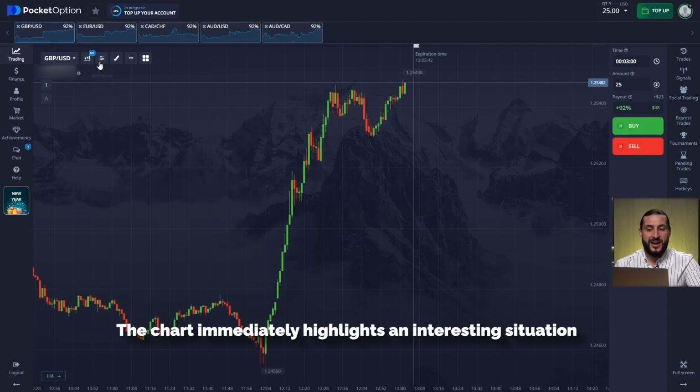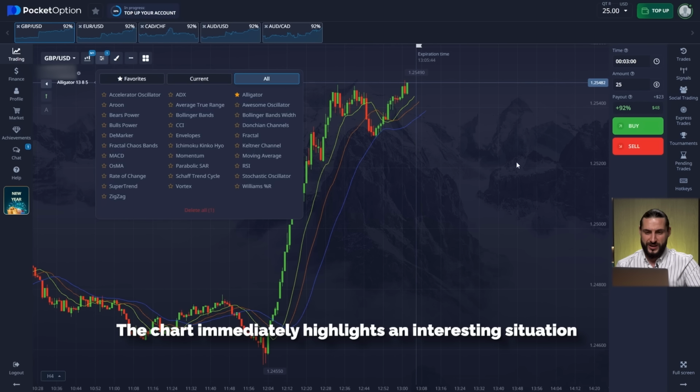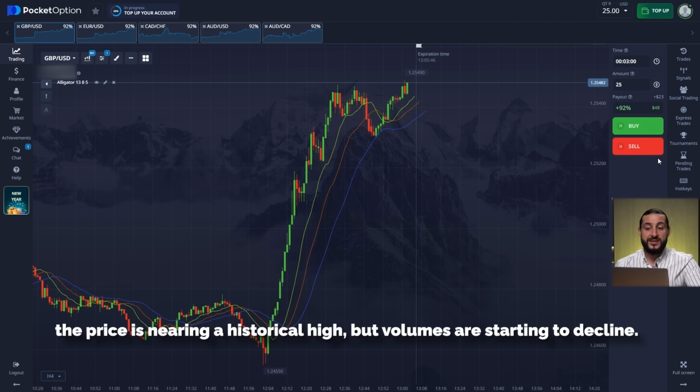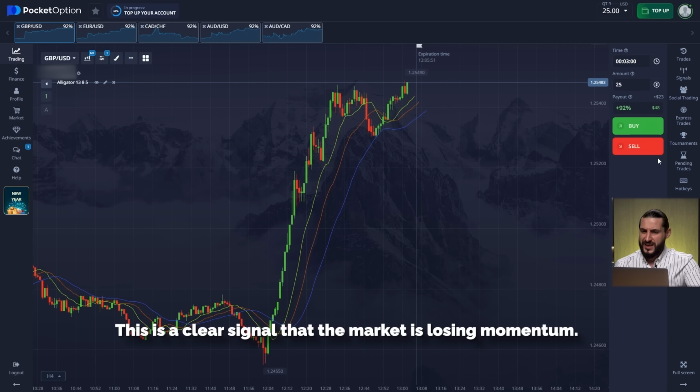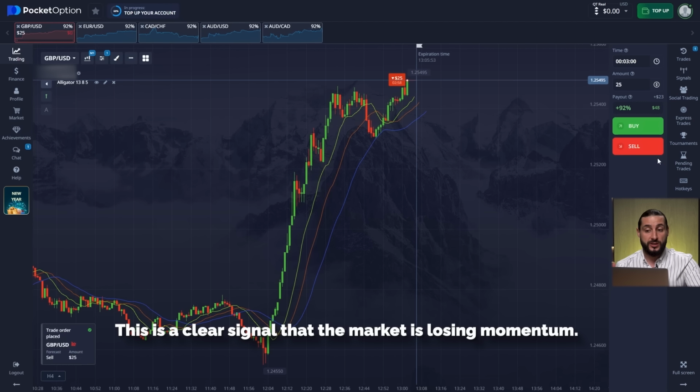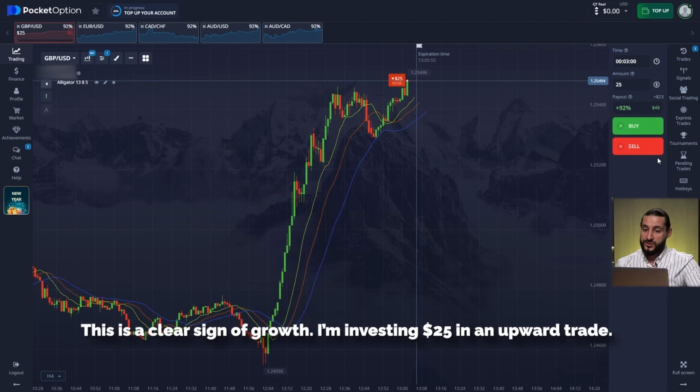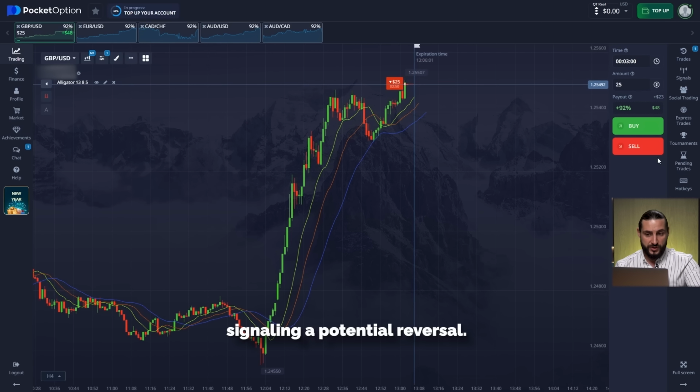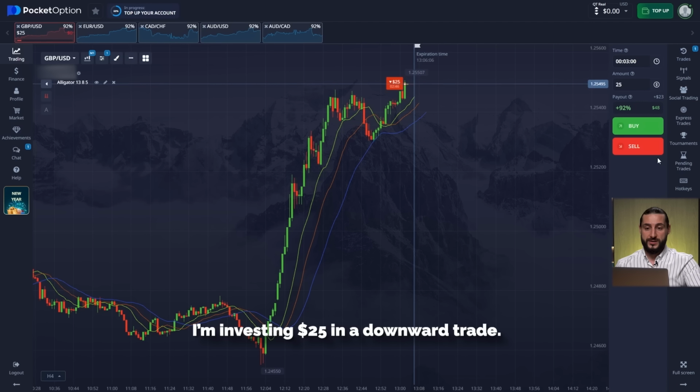The chart immediately highlights an interesting situation. The price is nearing a historical high, but volumes are starting to decline. This is a clear signal that the market is losing momentum. The alligator confirms it. The indicator's jaws are converging, signaling a potential reversal. I'm investing $25 in a downward trade.